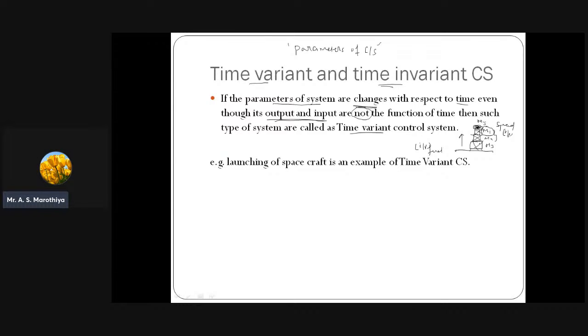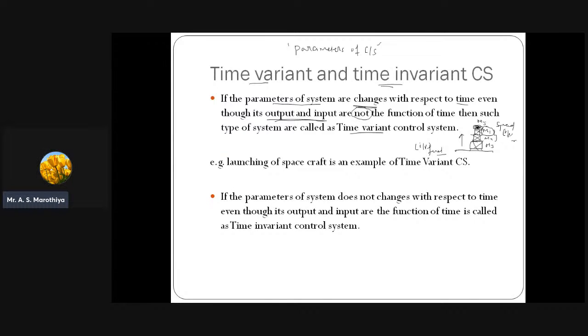So I can say that the moment the system gets initiated, with respect to time, the parameter, which is nothing but mass in this case, is going to vary with respect to time, even though the fuel and the speed are almost going to be independent of the time. Then this type of system we can treat as a time variant control system, because in this case the parameter of the system is going to vary with respect to time. This is very important. In the same way, let us have a discussion on time invariant control system.